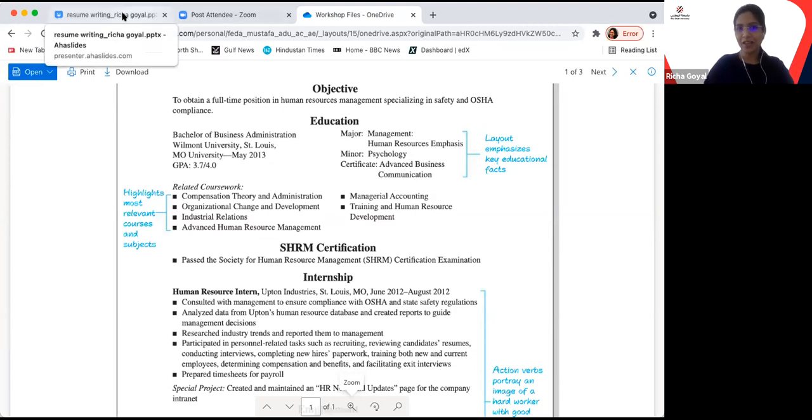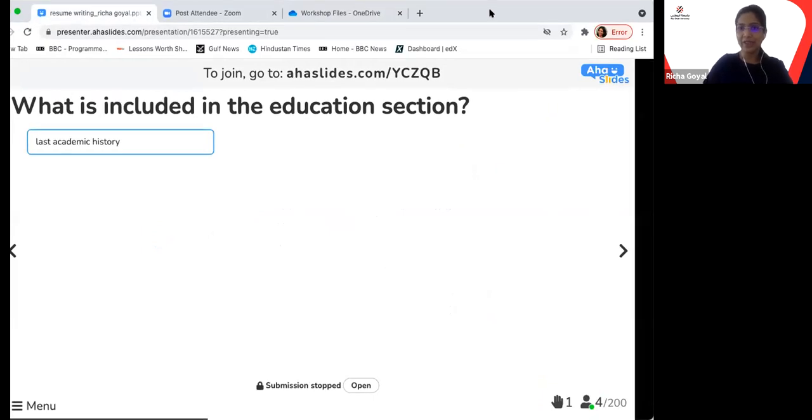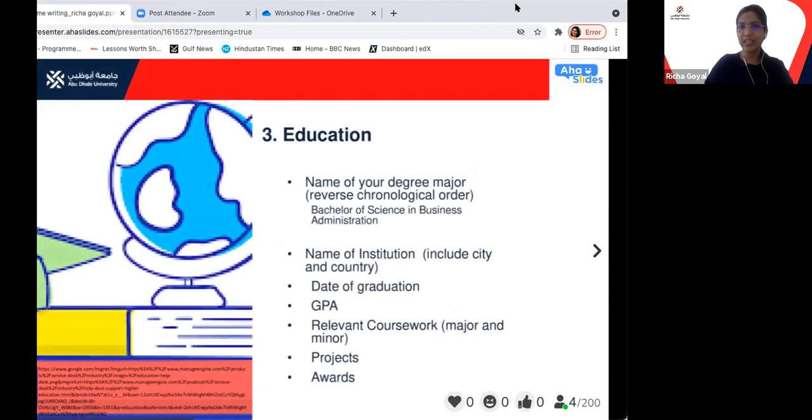So that is our education section, and it definitely includes these things: name of institution, city and country, degree, date of graduation, GPA, relevant coursework. If you did any projects during your degree or if you won any awards, like a gold medal for best academic performance or whatever you achieved, you can mention it in the education section.